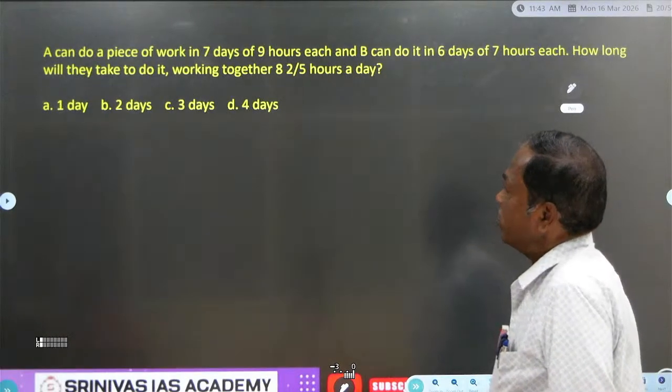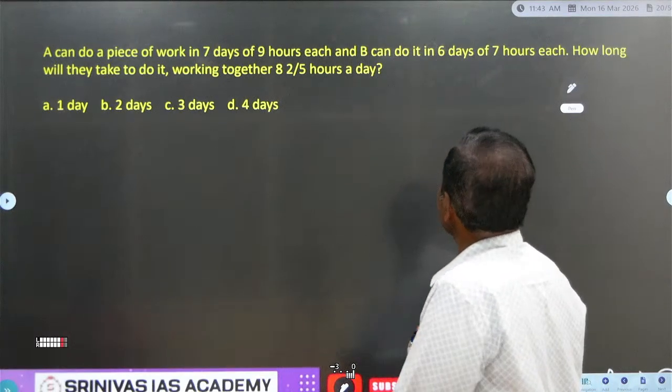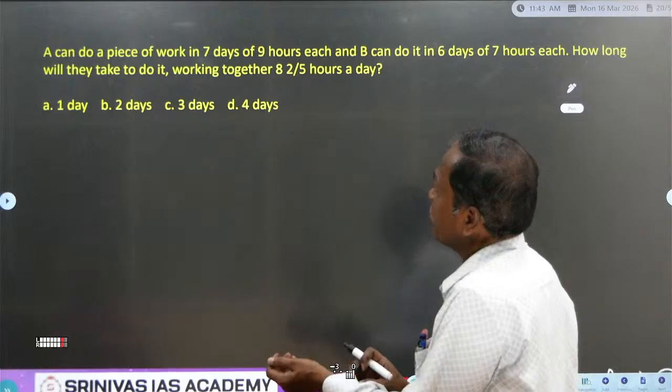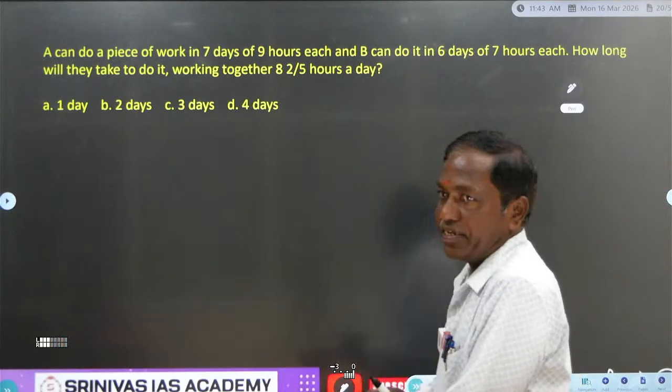Now, A can do a piece of work in 7 days of 9 hours each, and B can do it in 6 days of 7 hours each. How long will they take to do it working together? 8 2 by 5 hours a day.